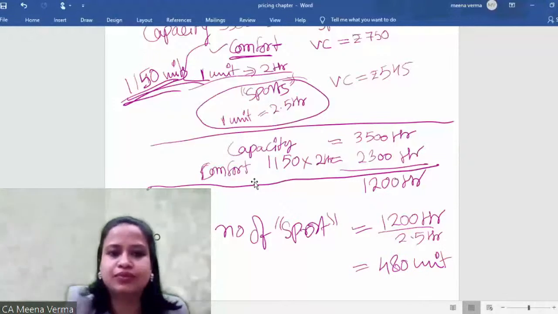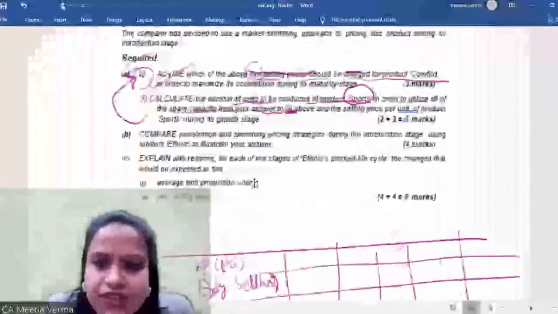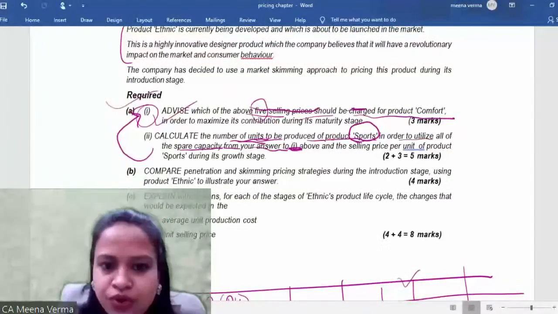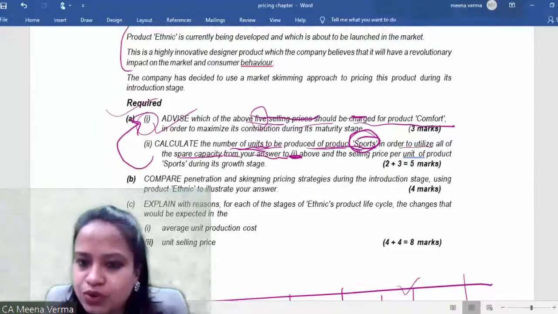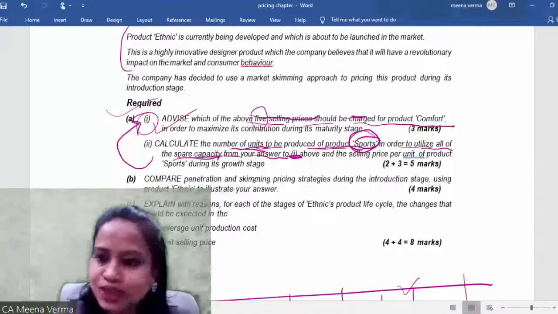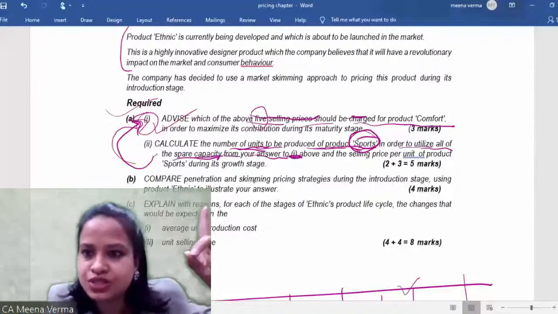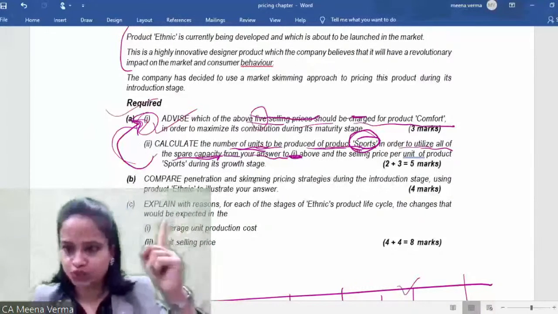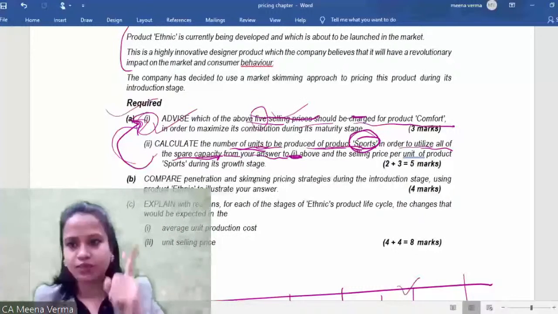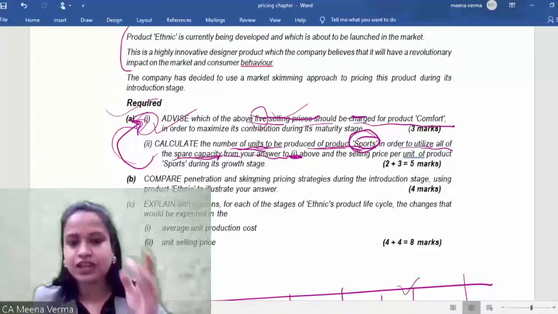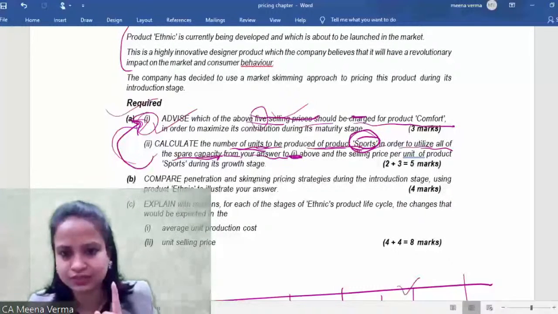Is it clear? See, in the requirement, they have asked you to calculate the number of units to be produced of product sport, meaning how many units of sport you can produce in order to utilize all the spare capacity. The second part is related to the first. First find the number of units to produce for maximum contribution, and after that, if you have any spare capacity, you will produce the sports product.